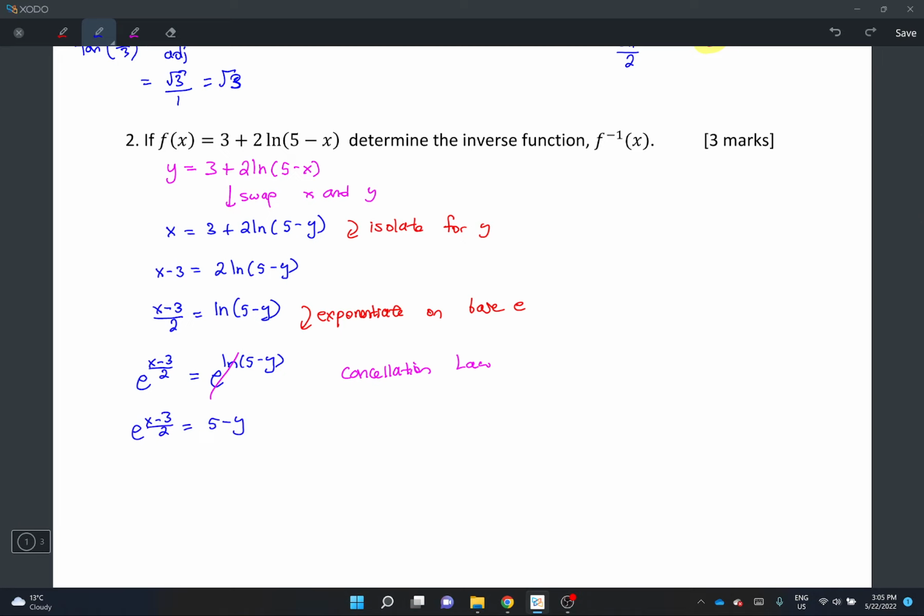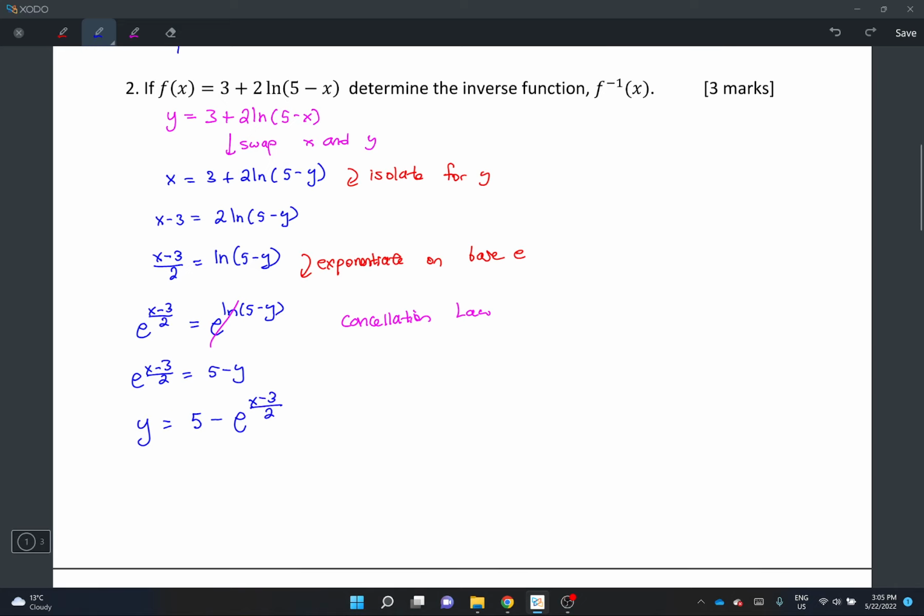Add y to both sides, subtract the exponential from both sides, and we get y is equal to 5 minus e to the x minus 3 all divided by 2. And we can make our conclusion. Thus, f inverse of x is equal to 5 minus e to the x minus 3 all divided by 2. That'll be our answer.